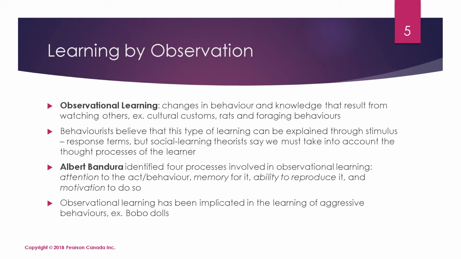So they actually pass on that knowledge through observation and the smelling of the other rat's breath. Behaviorists believe that this type of learning can be explained through stimulus response terms, so that it is still basically reinforcements and punishments. But social learning theorists say we must take into account the thought processes of the learner. So learning doesn't occur in a vacuum. It's not all about stimulus and response relationships.